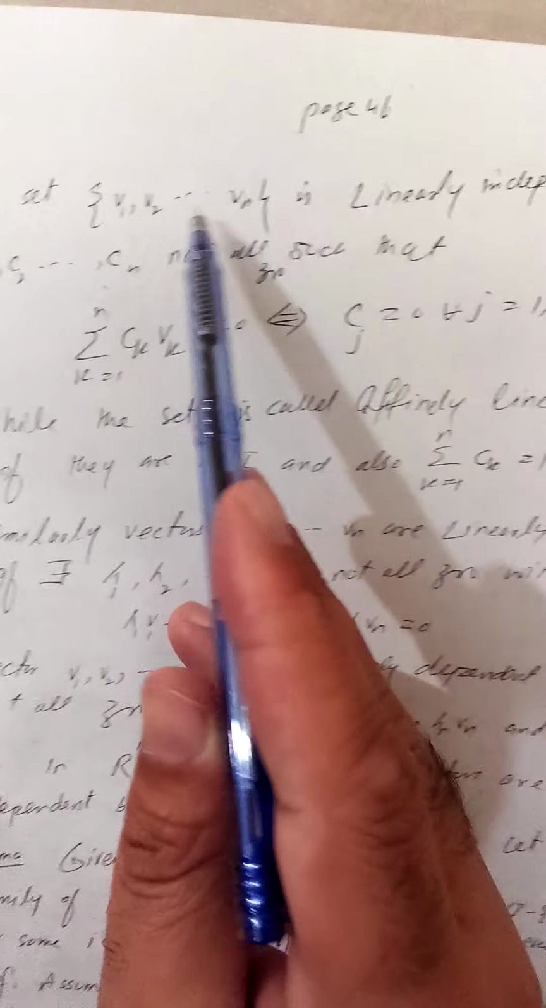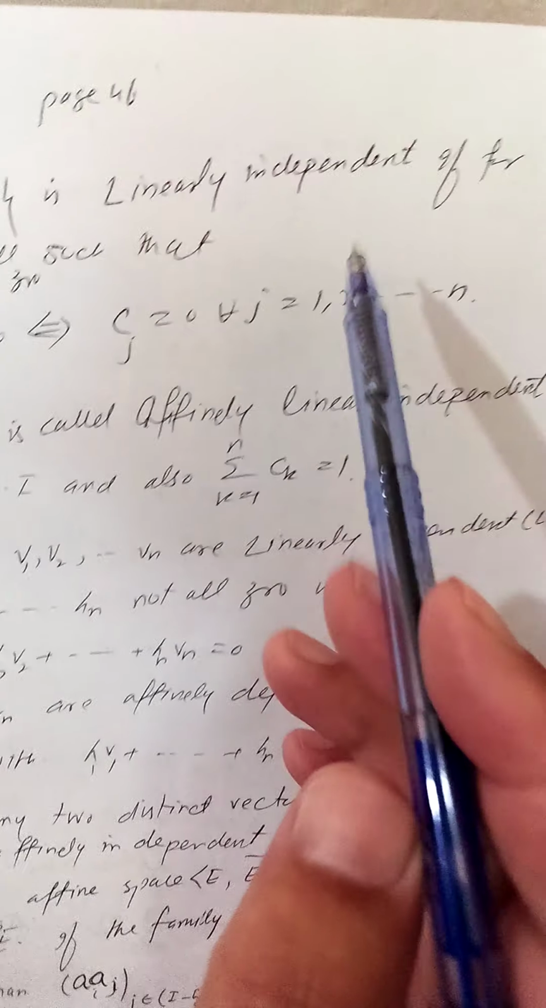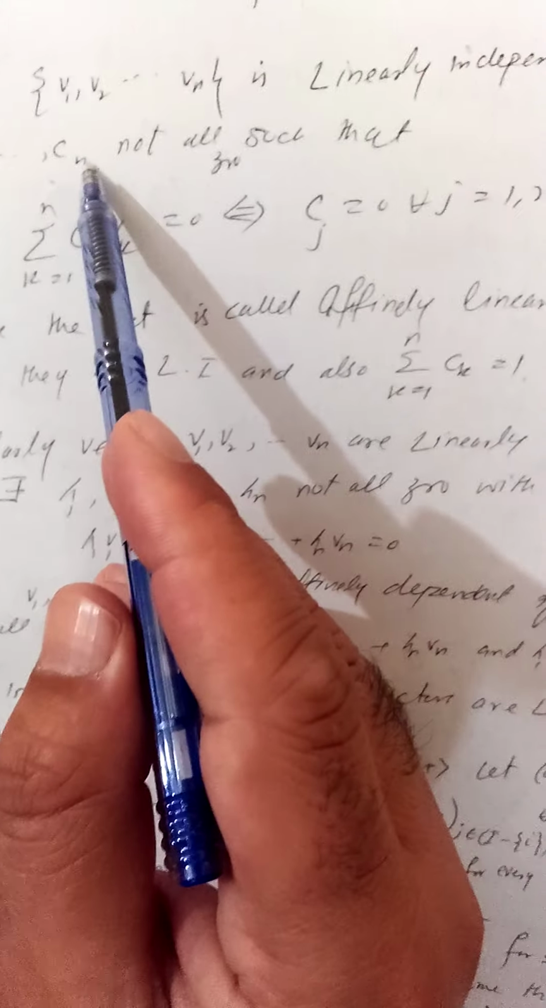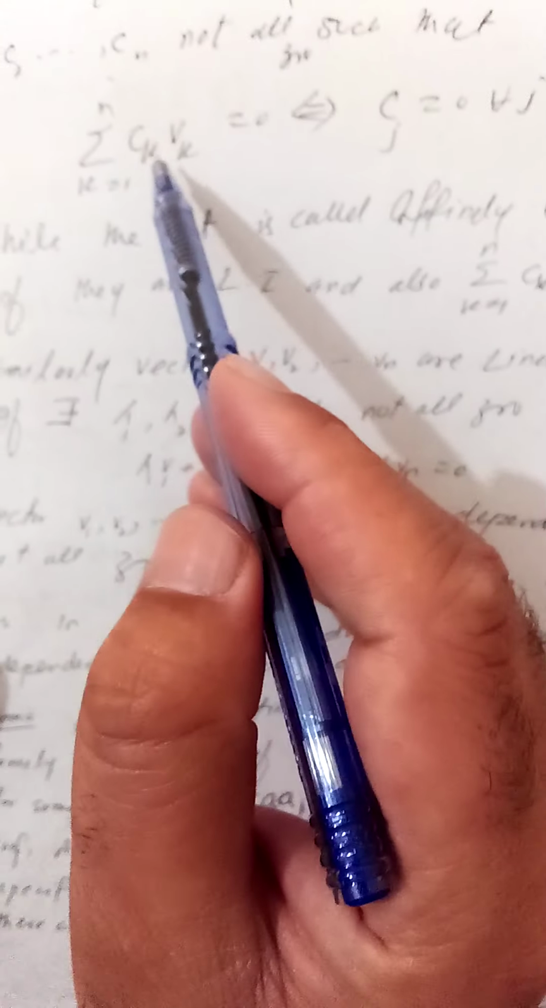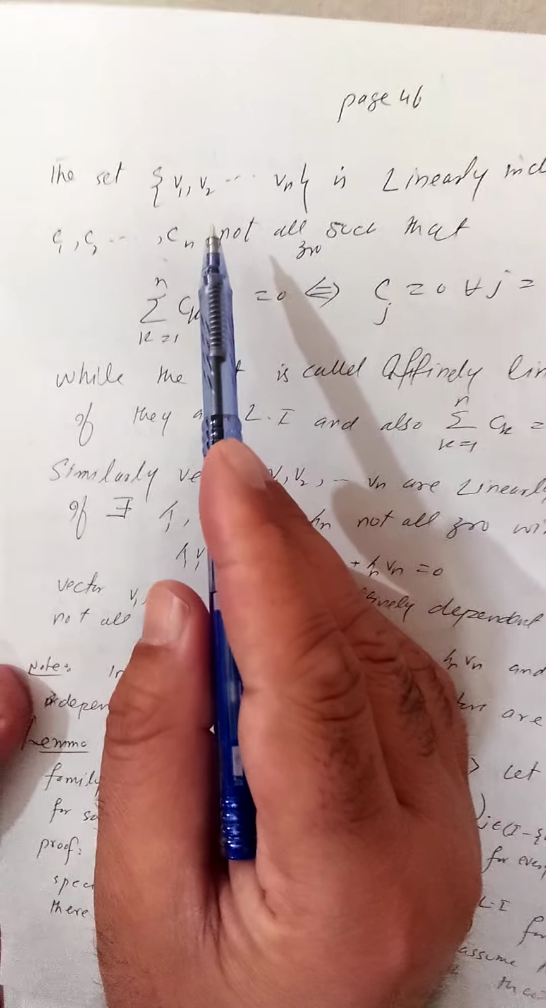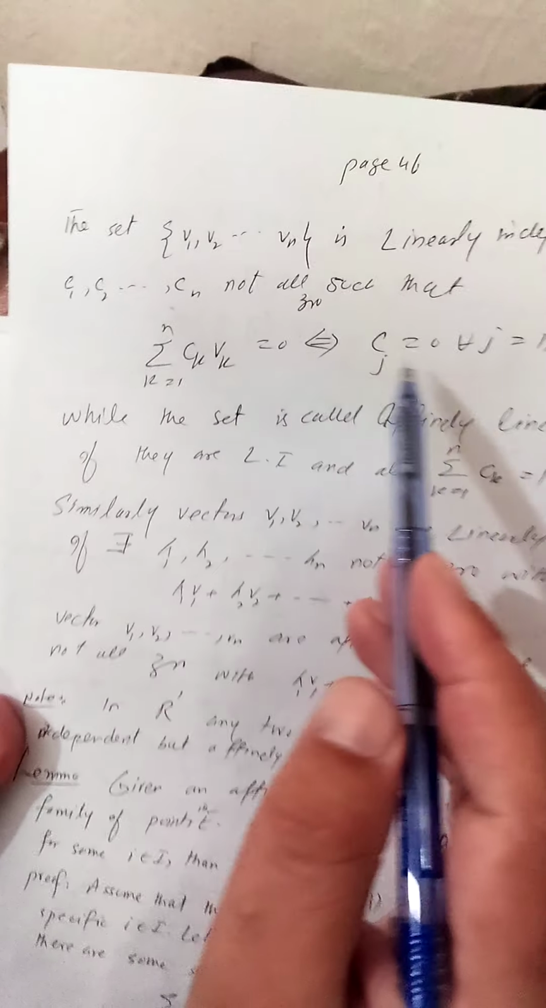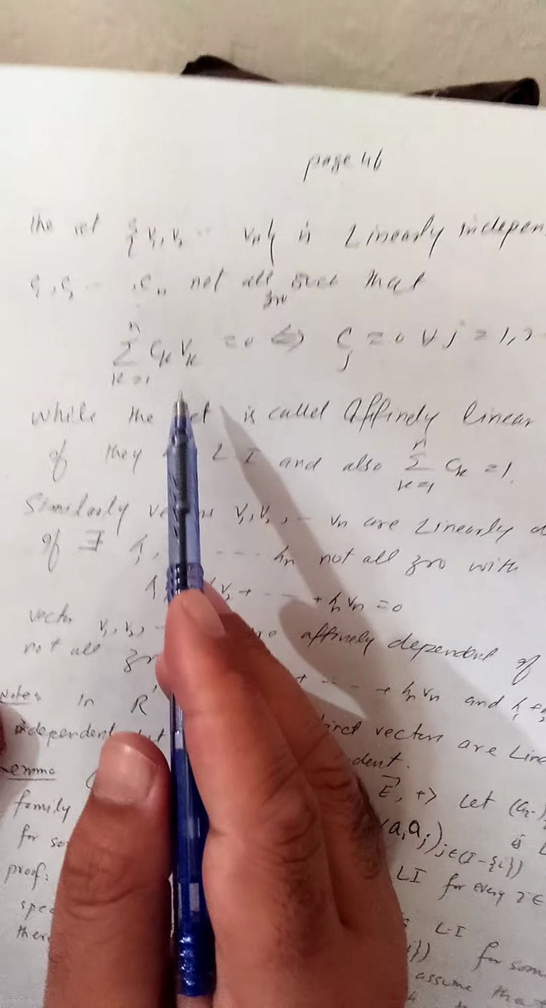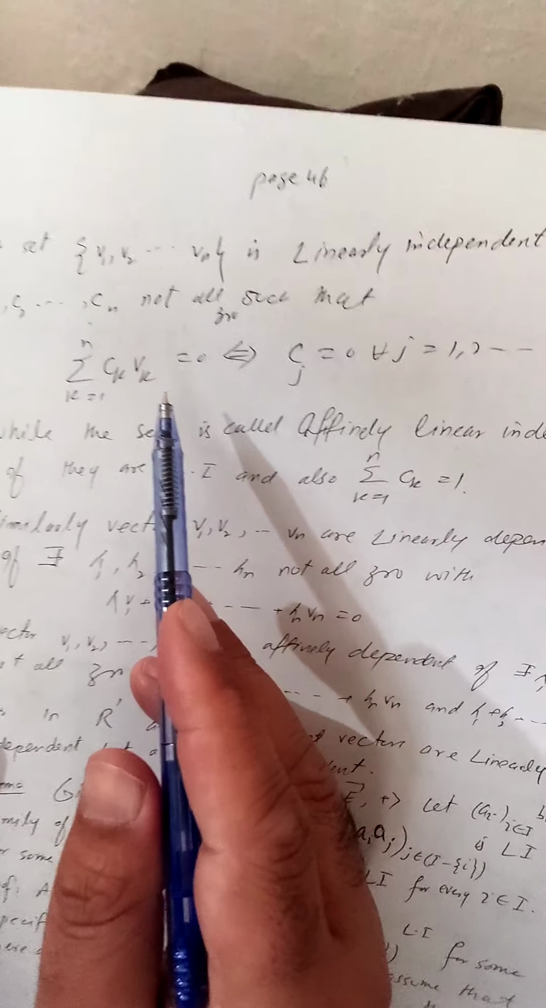The set v1, v2, ..., vn is linearly independent if, for constants c1, c2, and so on up to cn not all zero, the linear combination sum from k=1 to n of ck vk is equal to 0 if and only if cj is equal to 0 for all j from 1 up to n. If we write vectors in the form of a linear combination equal to 0, in which the coefficient of each vector becomes 0, then such a combination is called linear and such vectors are called linearly independent.